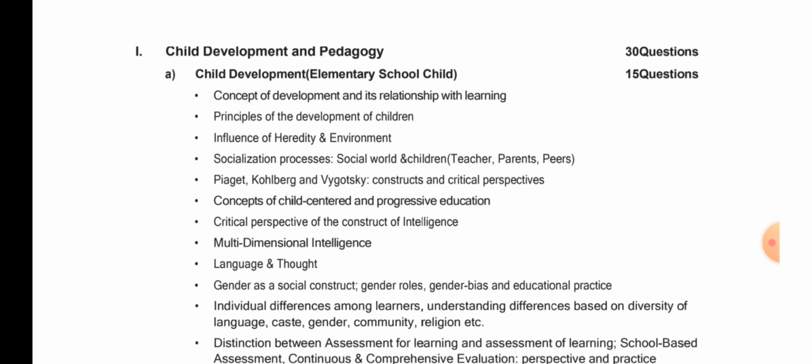elementary school child means what? Classes 6 to 8, right? So what do you have to study? A concept of development in its relationship with learning. So you have to know what are the different types of development, right? Moral development, physical development, cognitive development, right? Then social development. So all those things you have to study.